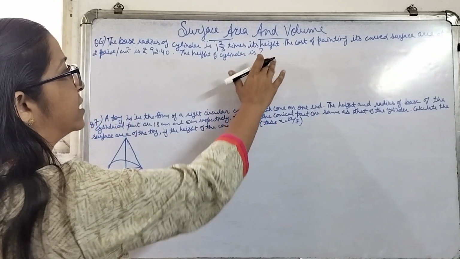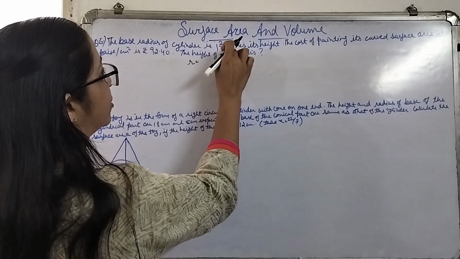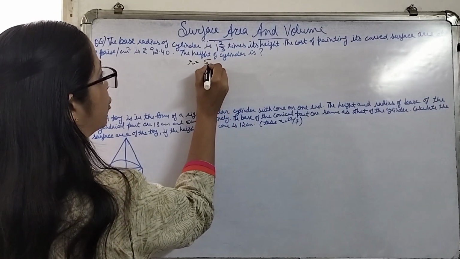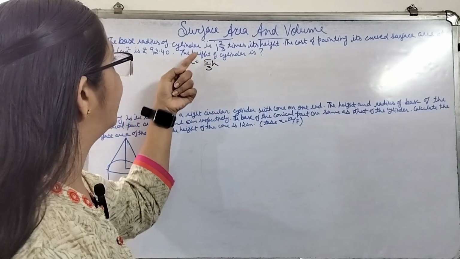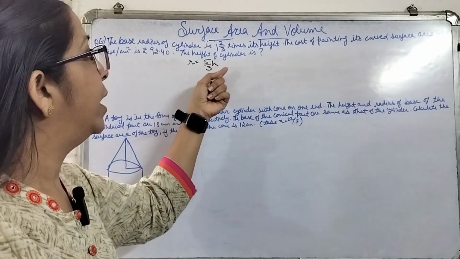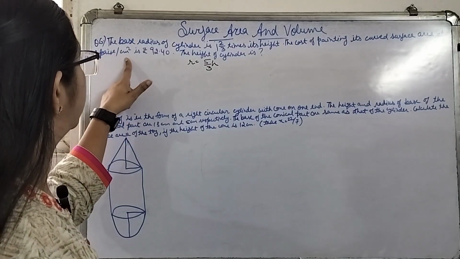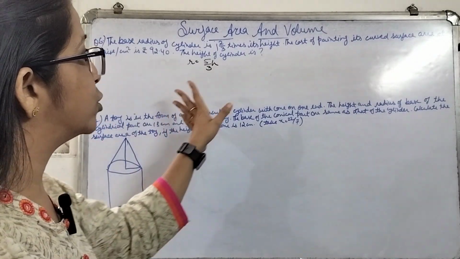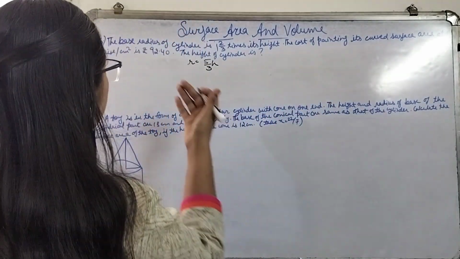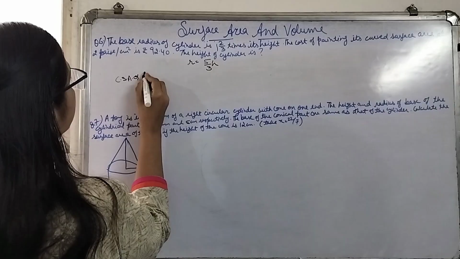That means if height is denoted by small h, then radius will be 3 1 is 3 plus 2, 5 upon 3 times of the height. If height is small h, then radius is 5 upon 3 times of h. And the cost of painting its curved surface area at the rate of 2 paisa per centimeter square is rupees 92.40. That means whatsoever the curved surface area is, we are assuming the curved surface area of the cylinder.